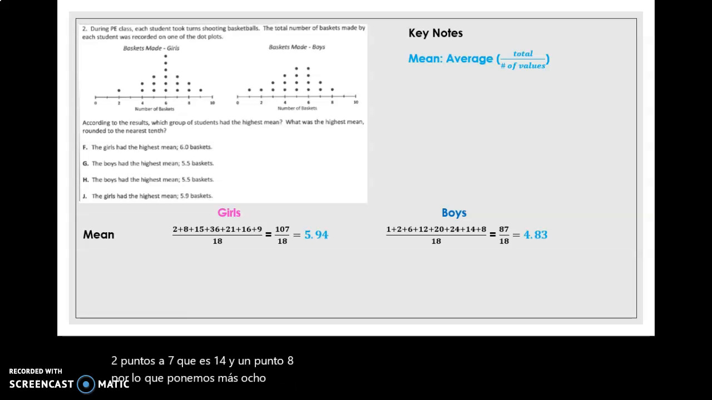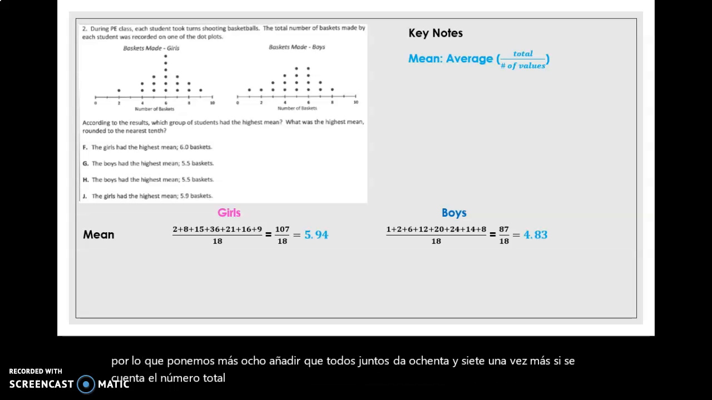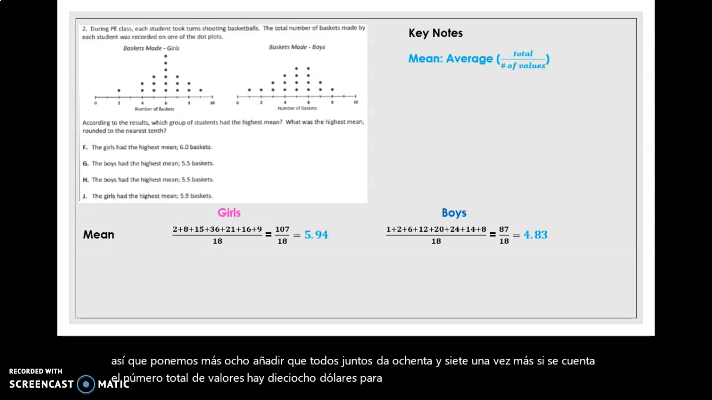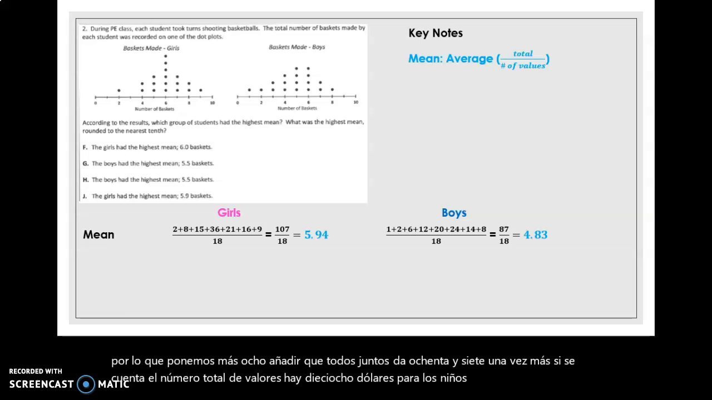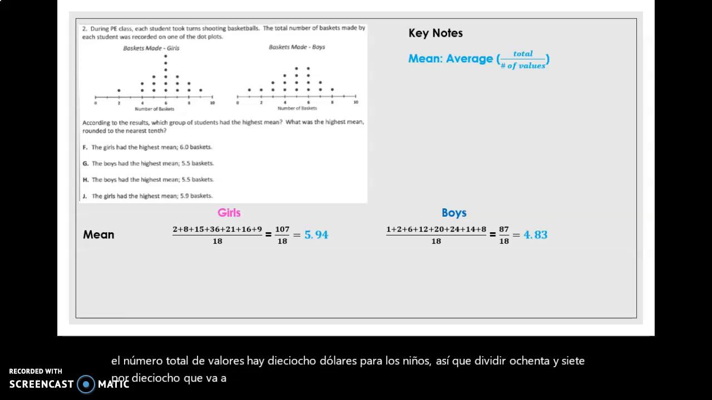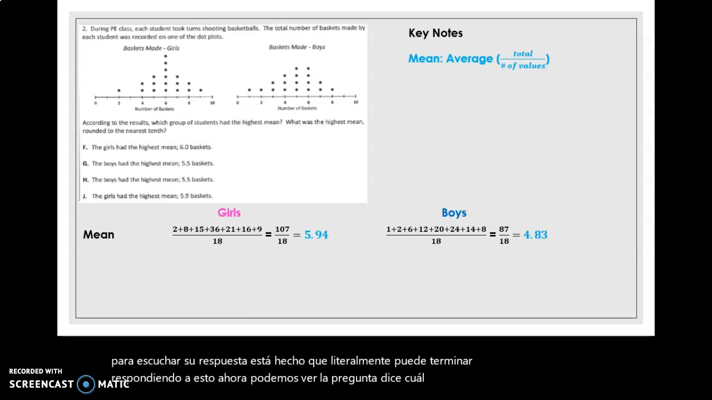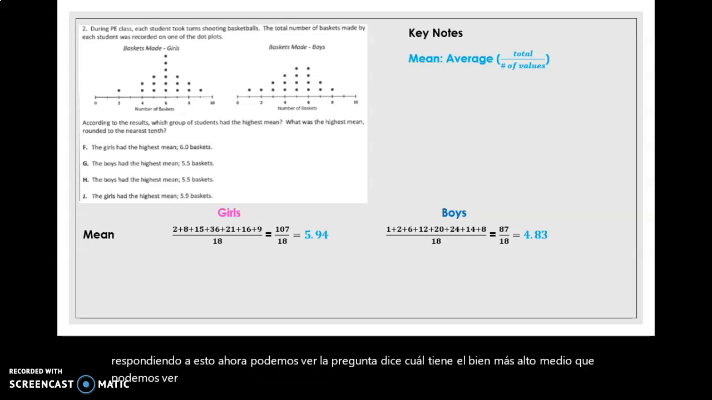Once again, if you count the total number of values, there are 18 dots for boys as well. So divide 87 by 18, you're going to get 4.83. So for here, your answer is done. You can literally finish by answering this. We can now see the question says, which one has the highest mean? Well, we can see it's the girls at 5.94.